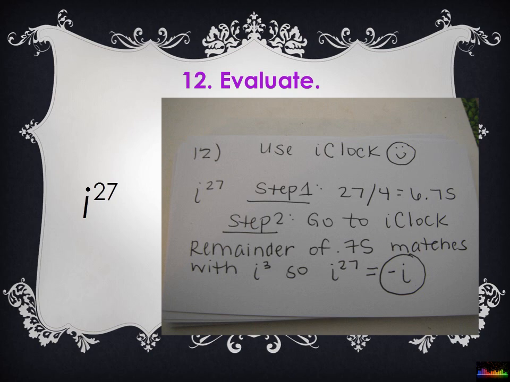This is another problem where we are going to use our iClock. There are 4 properties of i, so since there are 4, we divide our exponent by 4. All we are looking at is the remainder. The remainder is 0.75. 0.75 is equivalent to 3 over 4. So we are going to look at the third property out of the 4 properties, and that gives us i to the third. That's the third property in our list. i to the third is equal to -i. Therefore, i to the 27th is equal to -i.